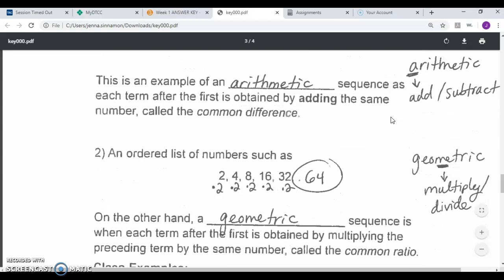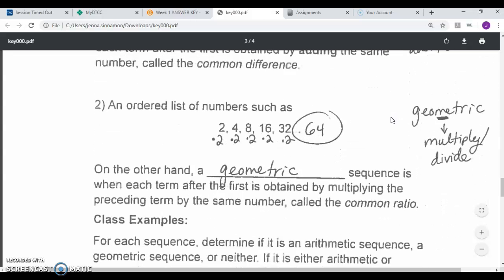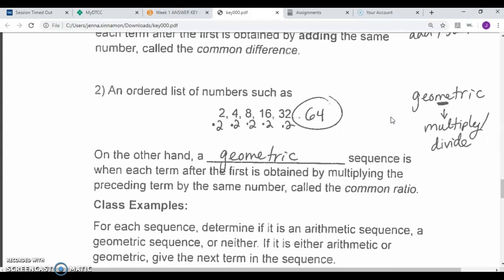So if you take a look, here's another example: 2, 4, 8, 16, 32. This is called a geometric sequence because we multiplied by 2 every time. Geometric has an M in it, which stands for multiply. That's the way I remember this.